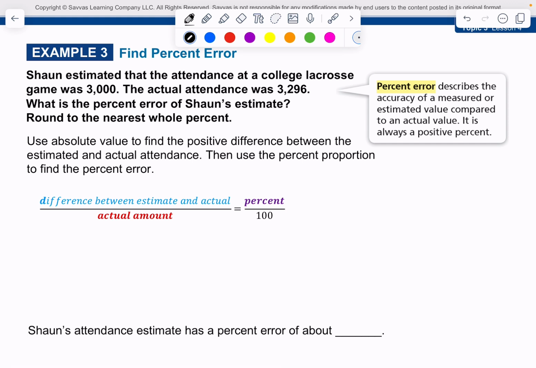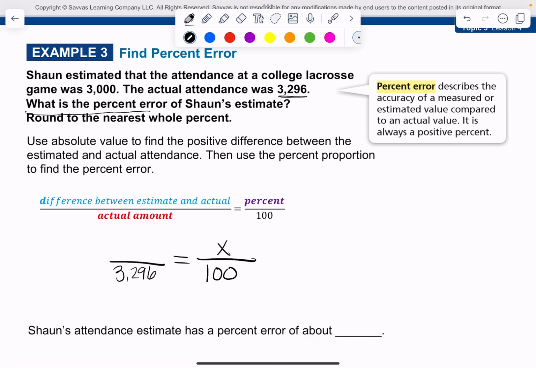So we're still starting off with that same proportion. We're solving, and the question is asking what's the percent error. So that means we don't know the percent yet. We're going to put the actual amount as our original, or as the whole. And so the actual attendance was 3,296, so that tells us that this number goes here.